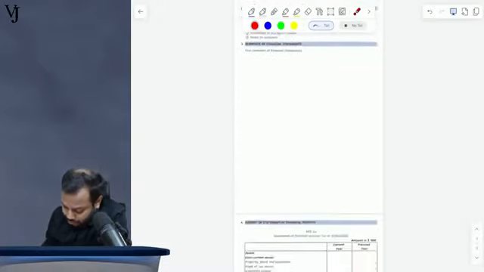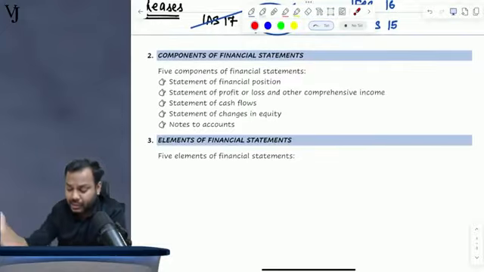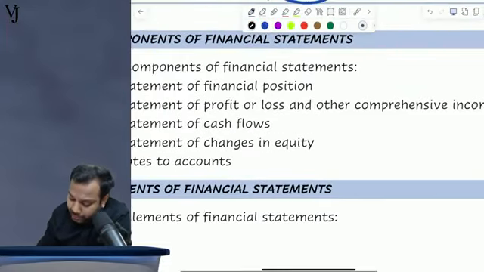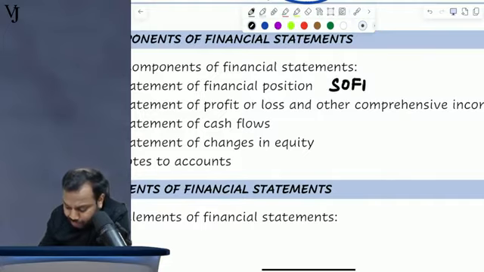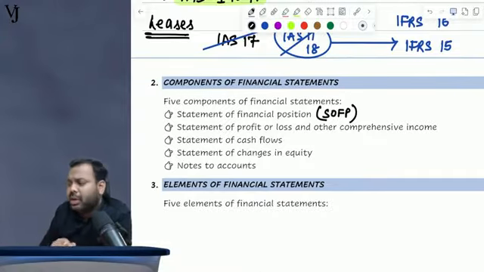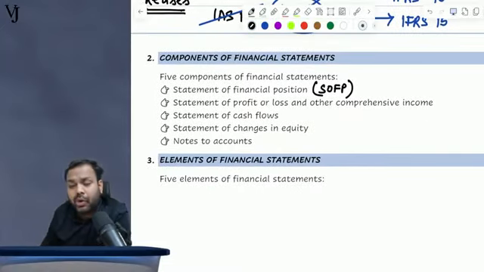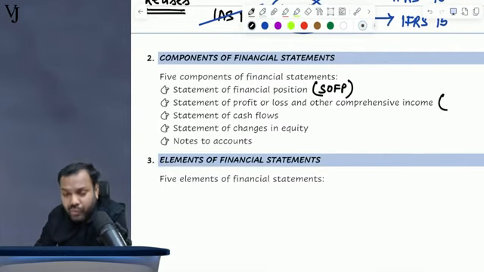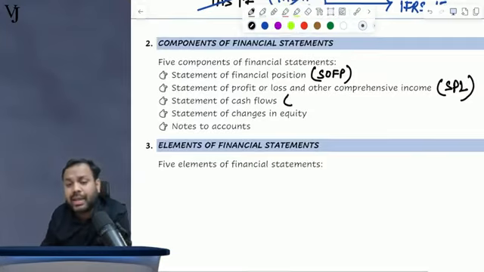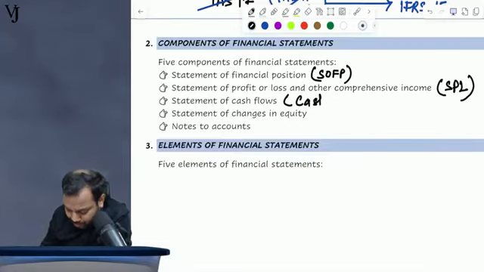Now moving further, what are the components of financial statements? As I told, there are 5 components of financial statements. One is called the statement of financial position, which going forward you will see me calling SOFP. I will not always say the full name in my classes, I will say it short, SOFP. Then comes the statement of profit or loss and other comprehensive income, which you will find me calling SPL or P&L in my classes. Third comes the cash flow statement, which you will find me calling cash flow.